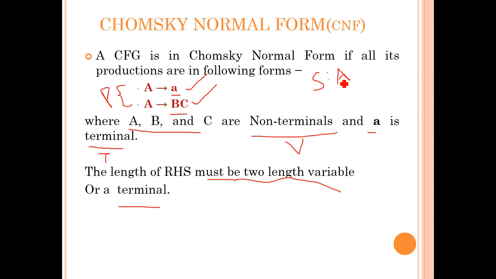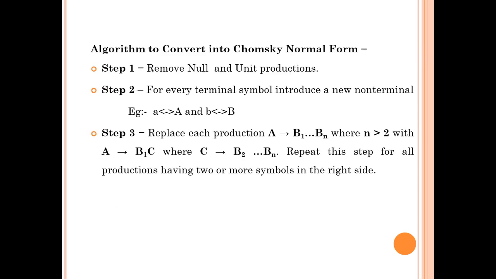Let us see how to convert the given context free grammar into Chomsky normal form. So the first step is remove null productions as well as unit productions in the given grammar. So whenever you need to convert the context free grammar into Chomsky normal form, first you have to remove all the null productions as well as unit productions. So you can watch my previous videos for how to eliminate null productions as well as unit productions in the context free grammar.